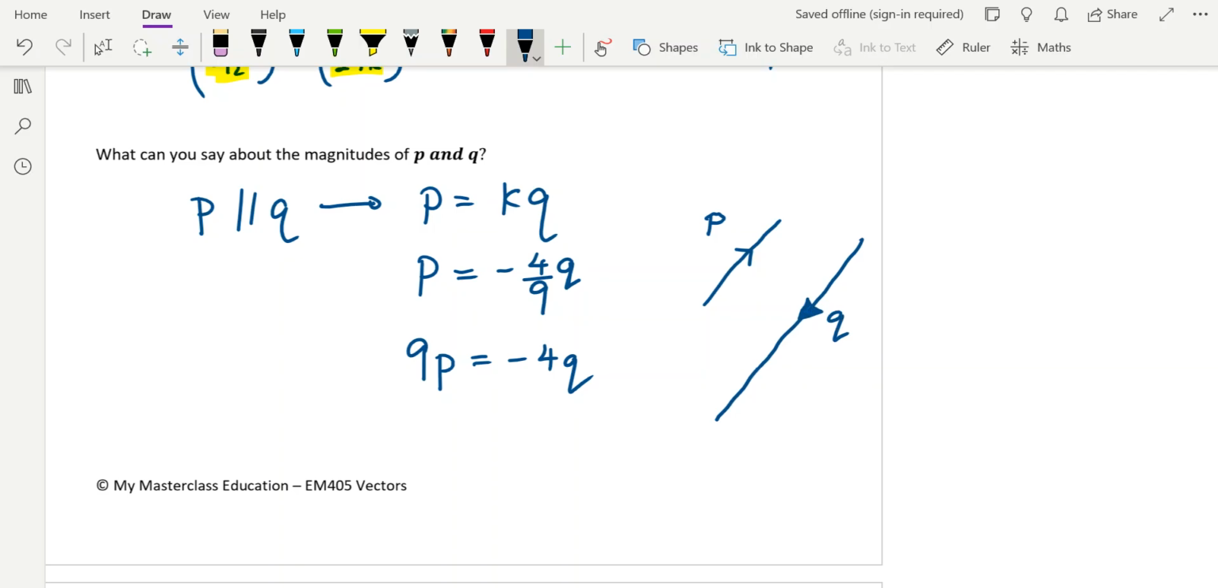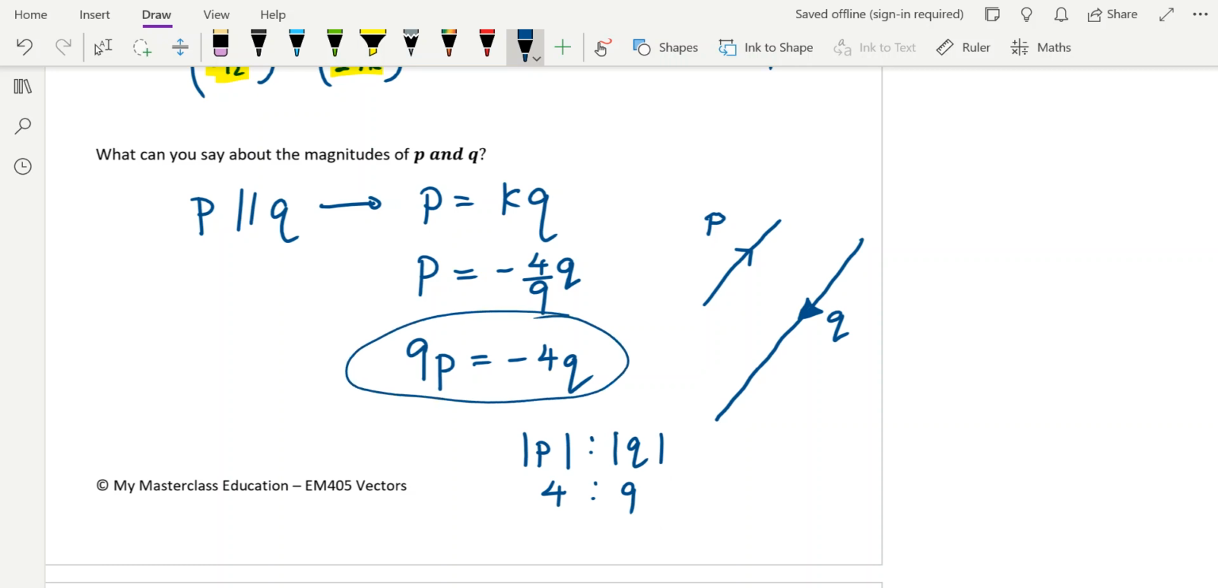This is Q. What can you say about the magnitudes of P and Q? The magnitude of P to the magnitude of Q is 4 to 9, because 9P is equal to negative 4Q. The negative, don't worry, the negative is just the opposite direction only. So the magnitude is 4 to 9. P has 4 units and Q has 9 units.